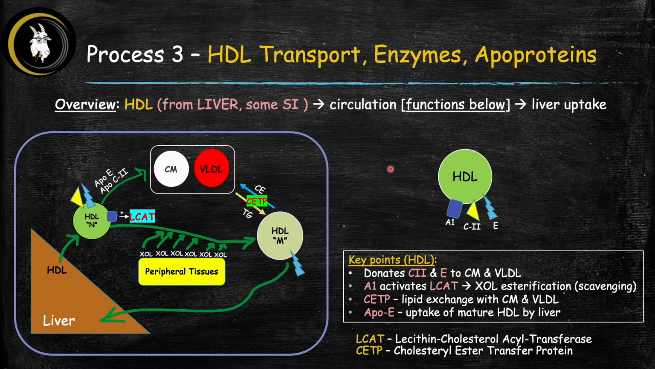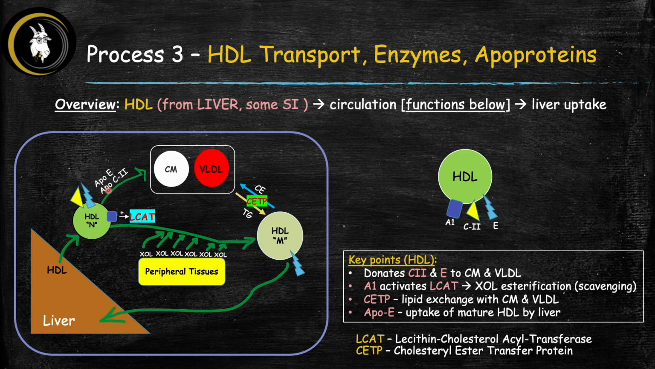All right, and so finally, just like we did with the other two processes, let's do HDL transport by adding enzymes and apoproteins to it to talk about it in all of its detail. So remember, HDL has these three apoproteins on it, ApoA, C2, and E, and so here it is right here.